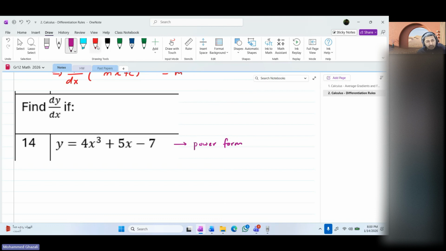Because it's in power form, we can find dy dx straight away. Right, so what is dy dx? 3 times 4 is 12, x squared, plus, remember this is linear, 5x minus 7 is linear, so the derivative of a linear function, or the slope of the linear function, is just 5. That's it. See how easy it is when you identify stuff. Right, that's question number 14.